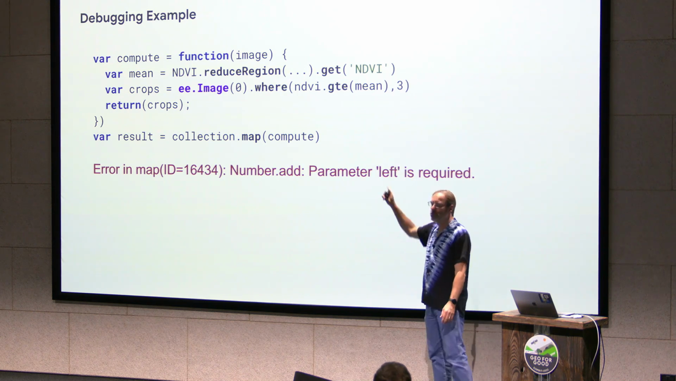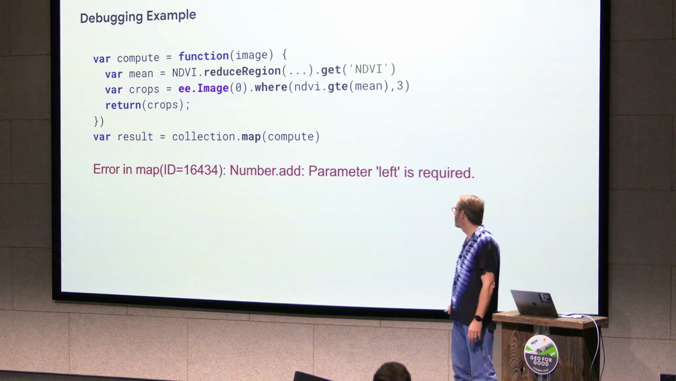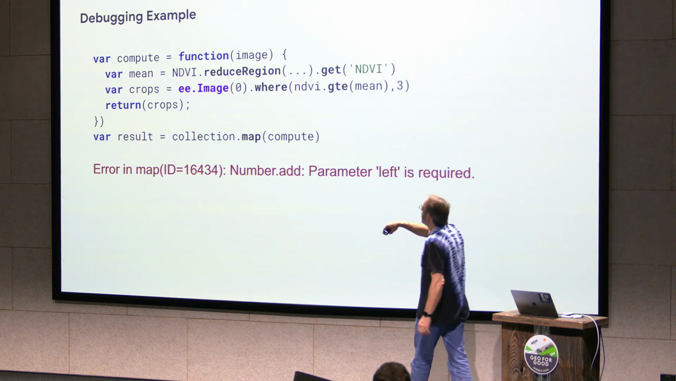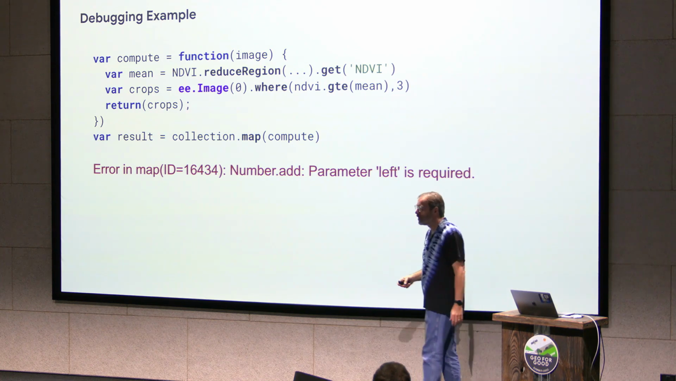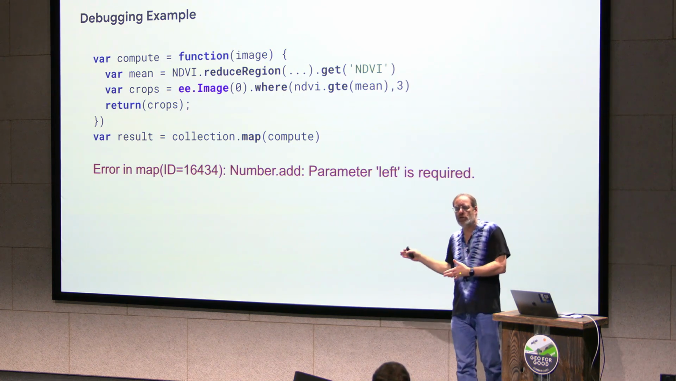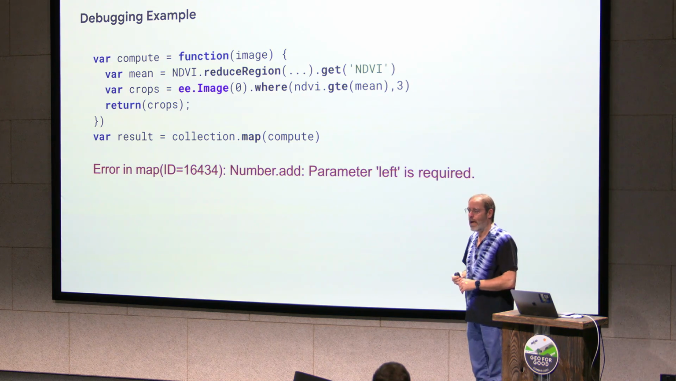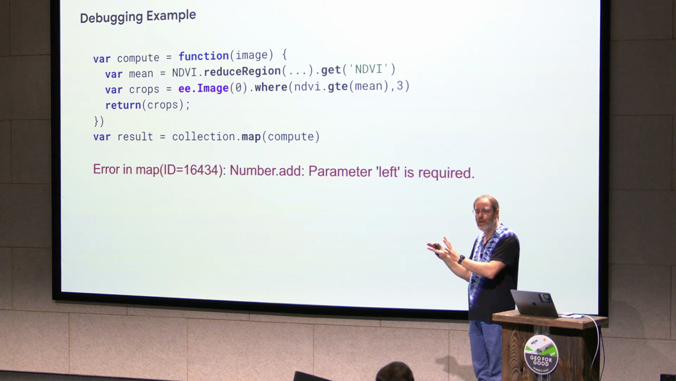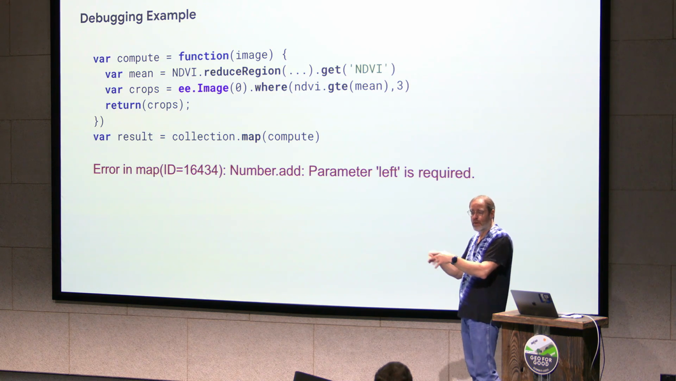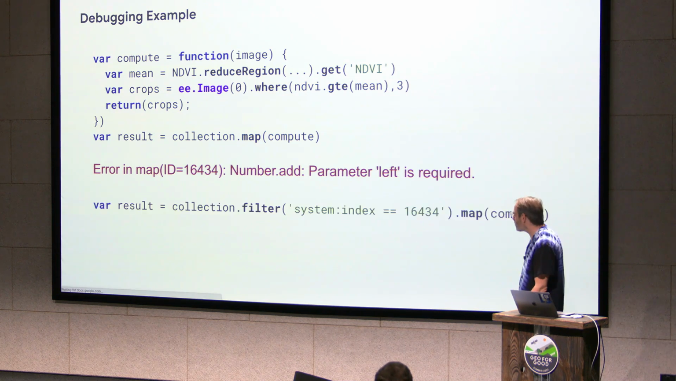This would be where. I simplified this earlier today. So, image.where parameter left is required. The problem with mapped functions is they all happen on the server, and they're not a thing that you can debug, right? You can't print in the middle of them.